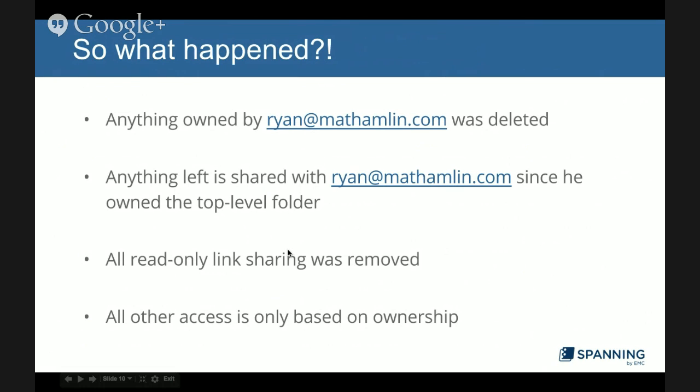Anything owned by Ryan was deleted all the way down. Anything left is shared with Ryan because he was the owner of the top level folder. Read-only link was removed from everything in that entire folder structure all the way down. And then all access is kind of based off of the ownership, right? So if you owned a file, you still have access to it. It still exists. You can search for it and find it. Maybe look in your recent history if you've edited it at all recently. But it's not in my drive. You can't navigate to it.